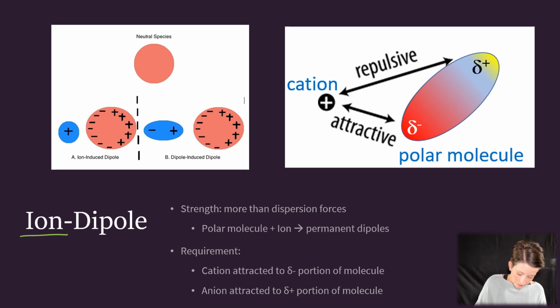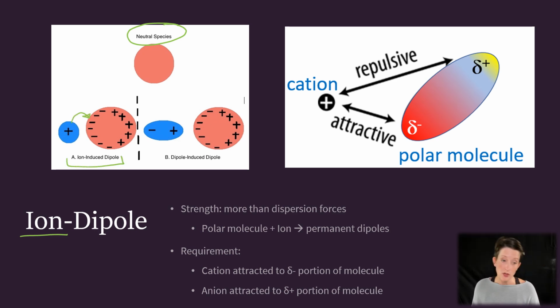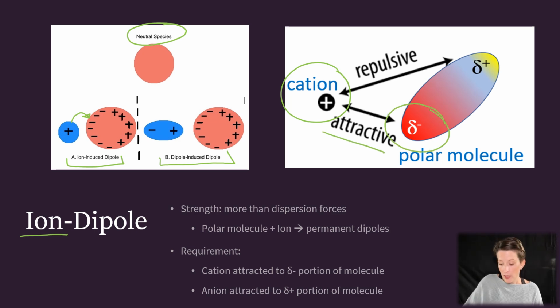So if we have this neutral species, which is our molecular compound, we can have that ion-induced dipole. So this positive charge is going to force the electron cloud to shift in order to be attracted, right? So that is what we're looking at here. We already looked at what creates that induced dipole with the dispersion forces. But here, if we have our cation, that positive charge is going to be attracted to the negative side of that polar molecule. And it's going to be repelled by the positive side.